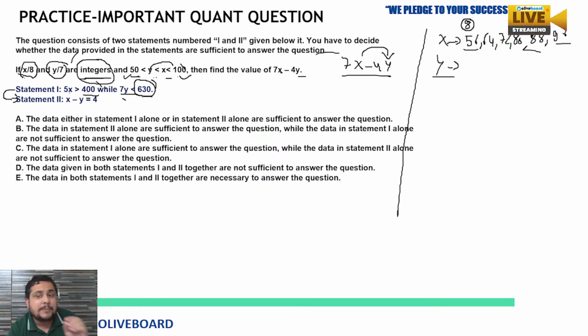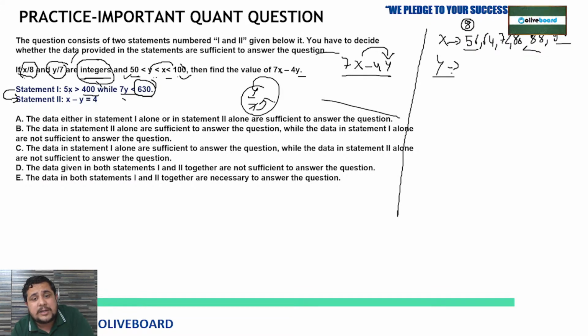So that is why I am considering this value. So till now, is everything clear to all of you? Okay. Now see, for y, 7. Y will be in multiples of what? 7, because y by 7 is an integer, given. So it must be a multiple of 7.